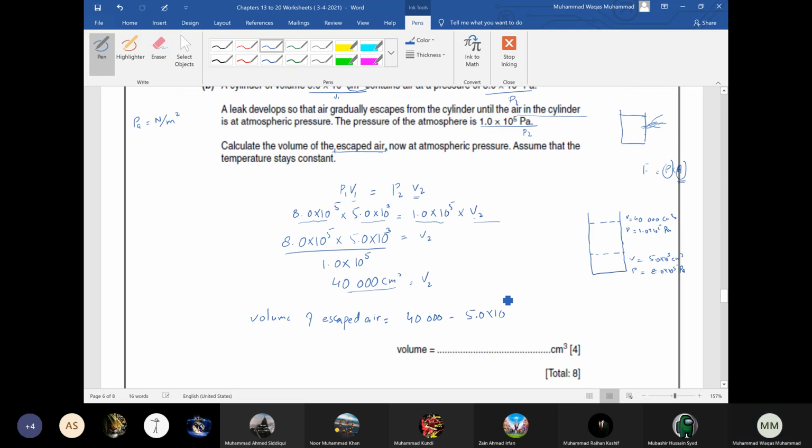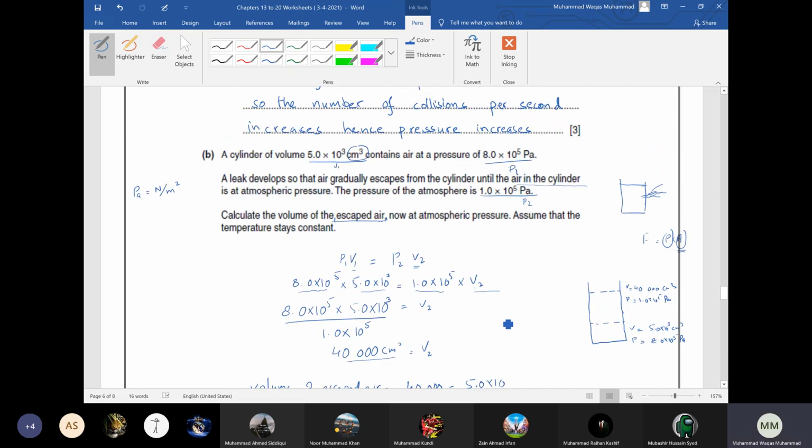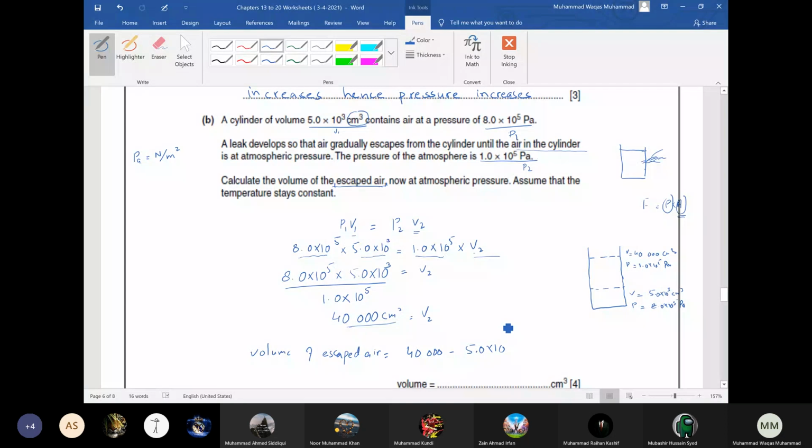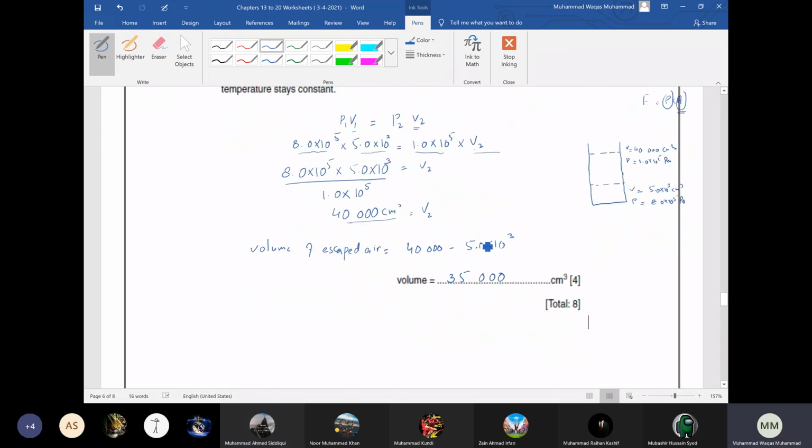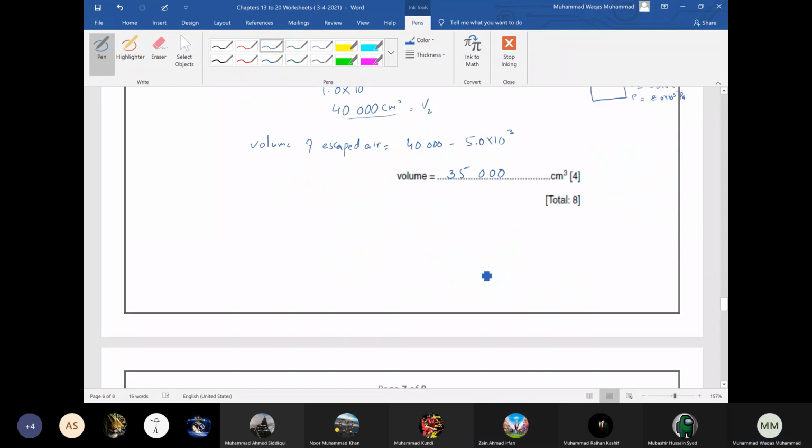And beta, what do we get? Shabash beta. 35,000. Beta, that is the answer. Here we don't need to write the unit because it's already given, 35,000 cubic centimeter. Got it beta? Yes, sir. Is that clear to everyone? Yes, sir.